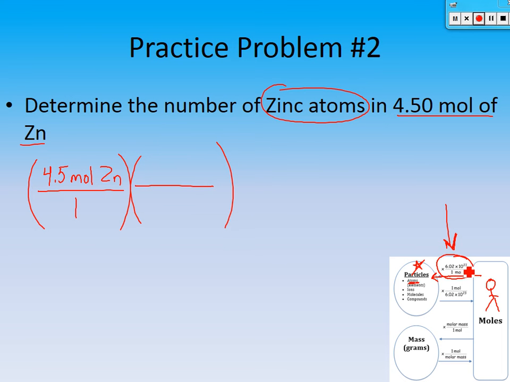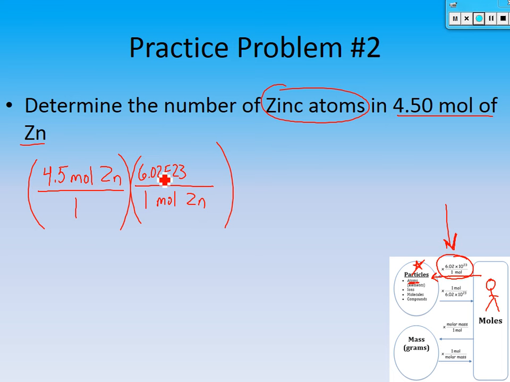It says Avogadro's number on top, so I'm going to put that here. And it's got 1 mole on the bottom, so I'm going to write 1 mole on the bottom. Now again, I didn't include on the roadmap what the substance was here, but we know that it's moles of zinc. So if moles of zinc is right here, we're still talking about 1 mole of zinc down here.